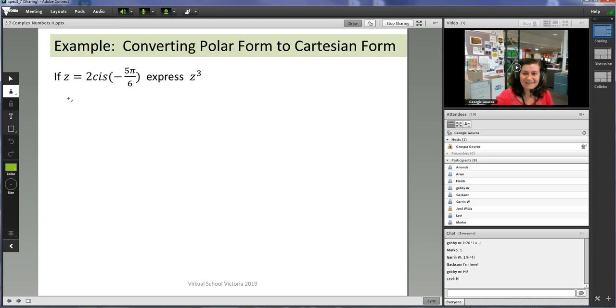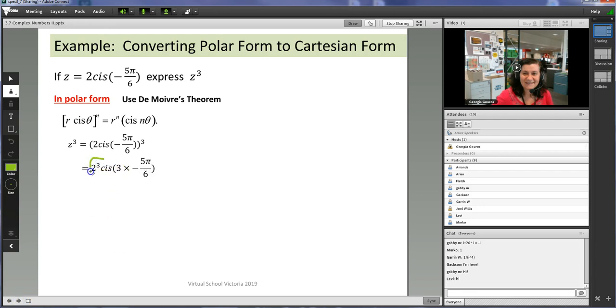So here's an example I prepared earlier. We've got a complex number already in polar form, and we want to find z to the power of 3. Pretty easy. We're just going to apply De Moivre's theorem, which says if we're raising a complex number to the power of 3, we raise the modulus to the power of 3 and multiply the argument by 3.